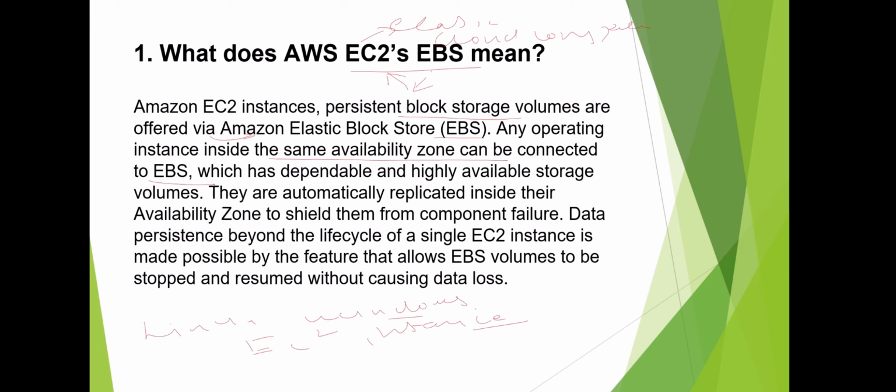Why am I creating the EBS volume in US East 1D? Because our EC2 instance is inside US East 1D. That's why I'm creating the EBS volume and attaching it to the existing EC2 instance. So the main part of the first question is the same availability zone. We need to create an EBS volume in the same availability zone so that we can attach that EBS volume to the existing EC2 instance. Okay, let's jump to the next slide.